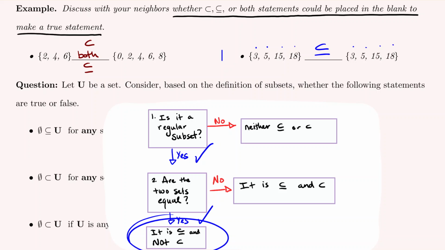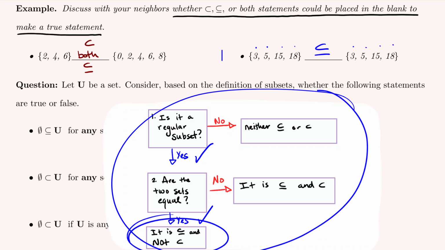As you do the homework problems that are related to this idea, you might write down this flowchart, and it can help you sort through the logic of when something's a subset, when it's a proper subset, and when it is both.